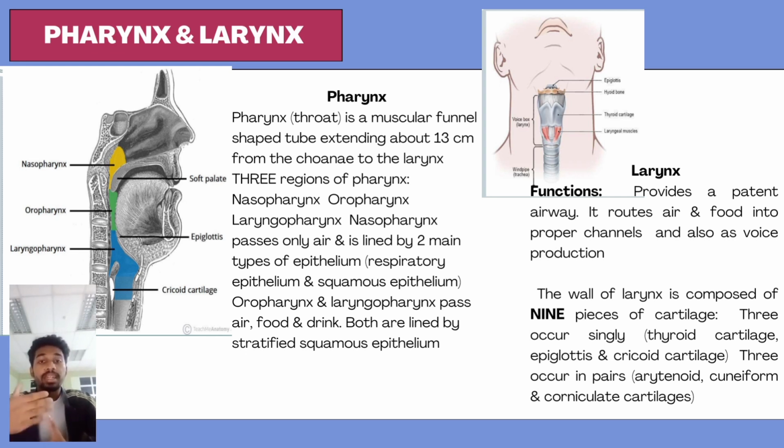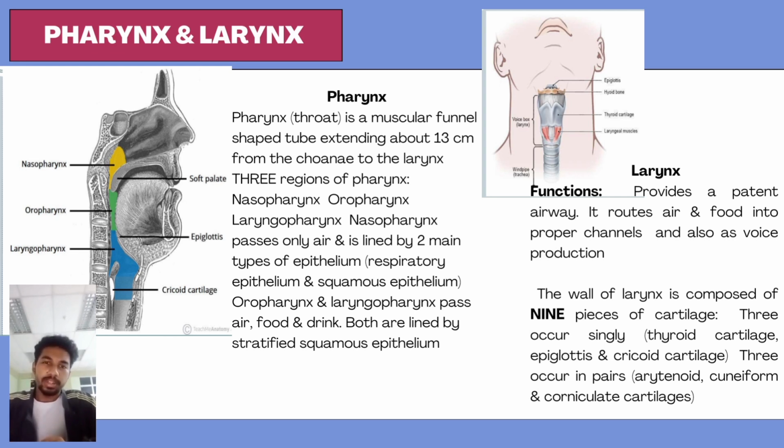Then now we will go to the larynx. After the pharynx is the larynx. The larynx is the voice box. If we see the pharynx, the pharynx is the throat, so the voice box is the larynx. It is a short passageway that connects the laryngopharynx with the trachea. It lies in the middle of the neck, anterior to the esophagus, at the level of C4 to C6.